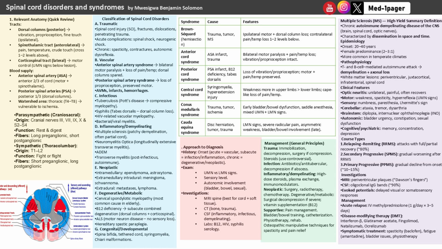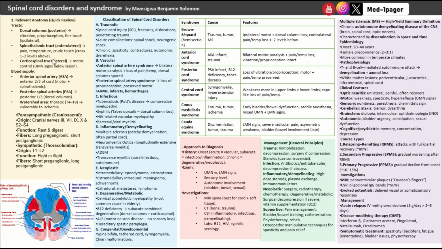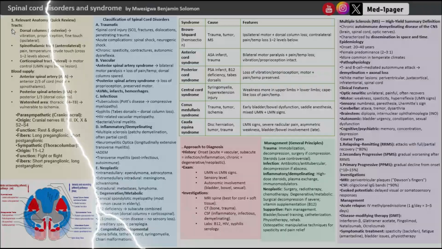Today I'm going to be looking at spinal cord disorders and syndromes, and I'll try to cover most of the high yield information you need to pass your exams. But I won't promise to cover everything there is to know about spinal cord disorders, and it's a very complex topic with a lot of things to put together.